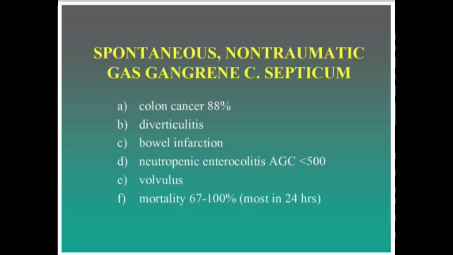Can you have non-traumatic spontaneous gas gangrene? Yes. The example is neutropenic colitis or typhlitis. Sometimes a patient can have a perforated diverticulum, and that can happen, or volvulus. The mortality is 67 to 100%.